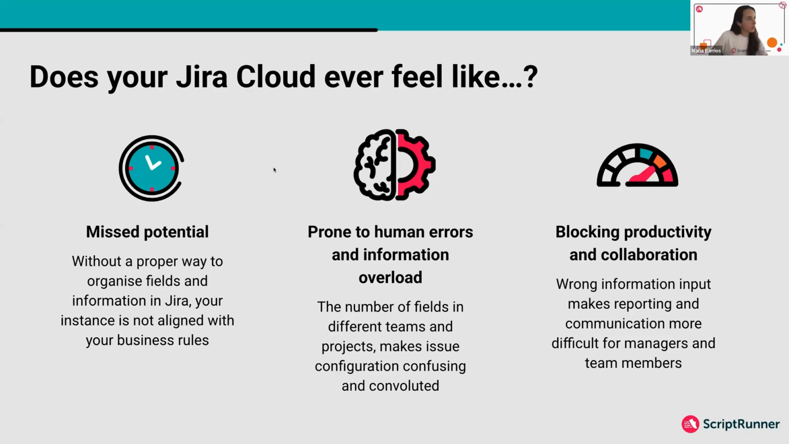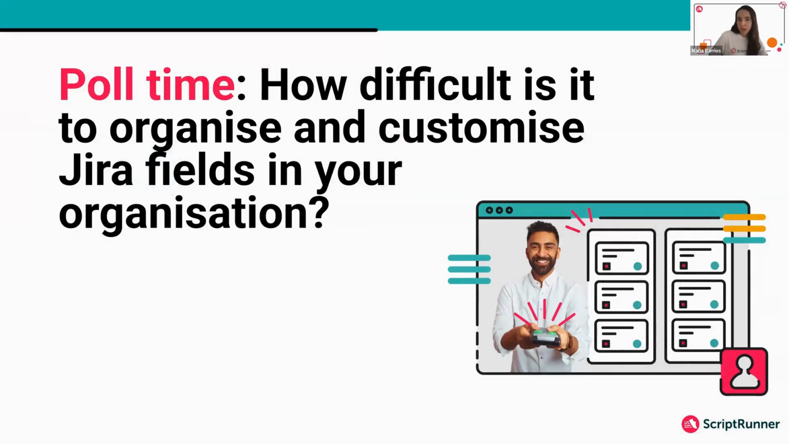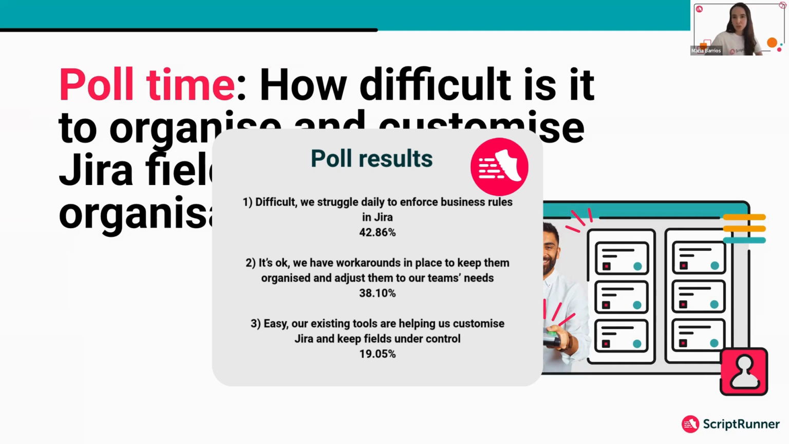So now that you have an idea of how a wild Jira instance does or could look like for you, we'd like to hear from your own experience. I think my colleague just launched a second poll for you to share your view with us. I will give you a few more seconds to reply. I see the percentages are still moving, but it's looking like a good number of you are struggling at the moment to enforce business rules in Jira.